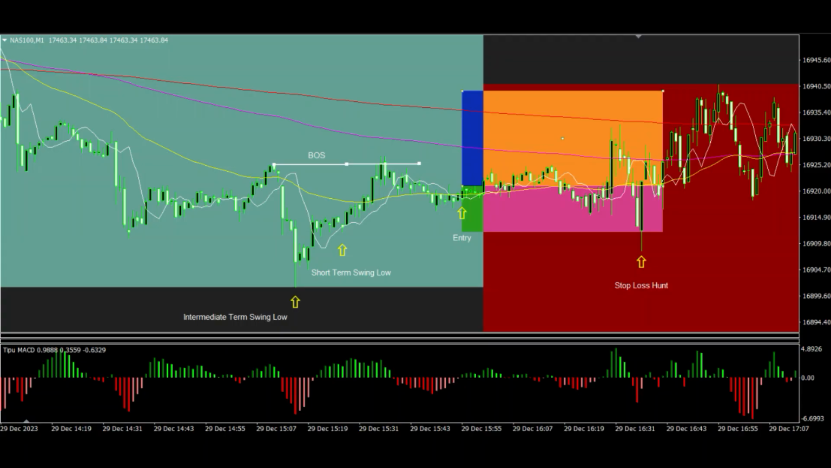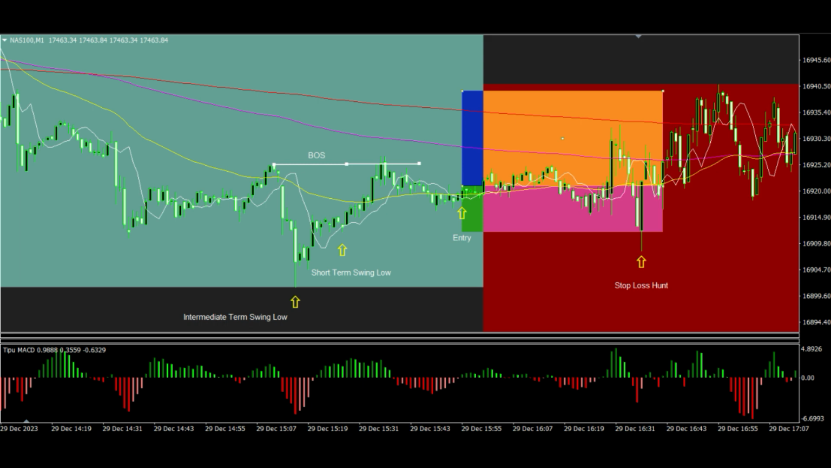Here we have a trade entered and the stop loss below the nearest swing low. You can see how the price comes back and stops you out, even though it turns around and then goes in your direction. This is because you need to put your stop loss below an intermediate swing low, which is usually the second one to the left.